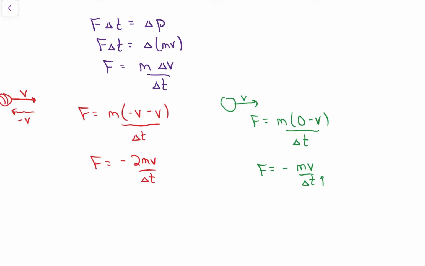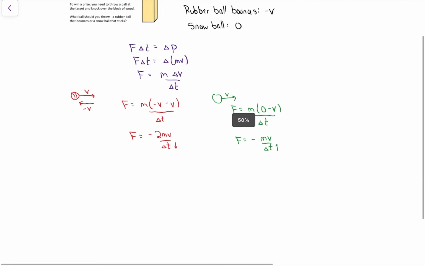The rubber ball, to bounce, probably has a smaller delta t, which means bigger force, and the force it takes to stop it and turn it around doubles the force on it. Even if the ball doesn't bounce backward at a full v, but bounces backward at like negative half of v, we're still going to have a numerator that's bigger than the snowball situation. And just the physics of bouncing, it's probably going to have a smaller delta t, which also leads to a larger force.